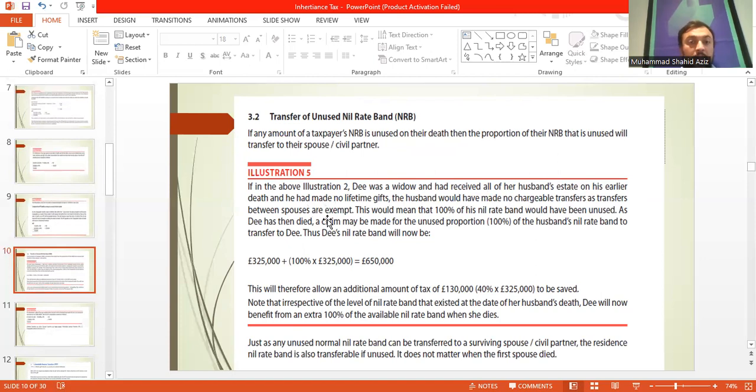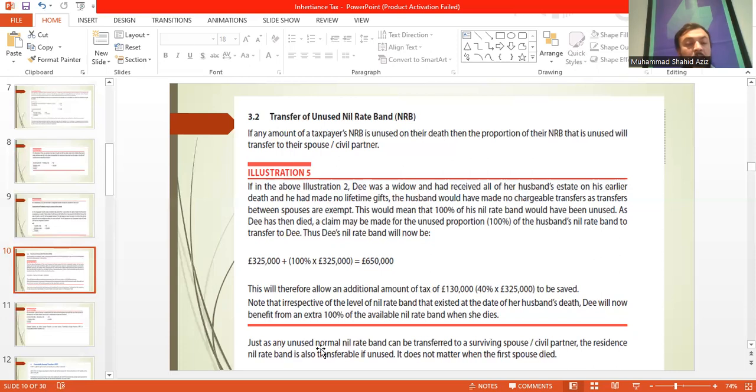This is an important thing. Transfers between spouses are exempt. This would mean that 100% of the nil rate band would have been unused. As D has now died, a claim may be made for the unused portion of the husband's nil rate band. So the nil rate band will now be 325,000 for herself and 325,000 for her husband. So the total is 650,000. So it means that due to this additional 325,000 band, the tax saving is 130,000.